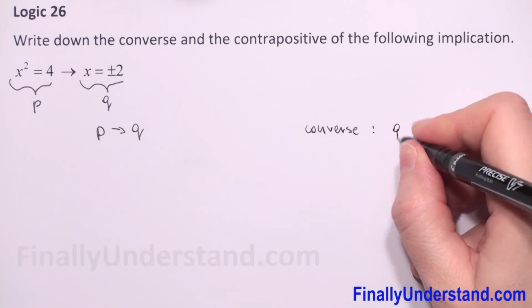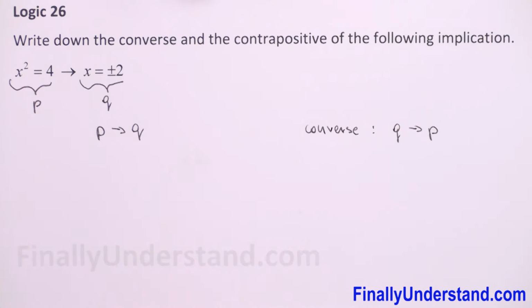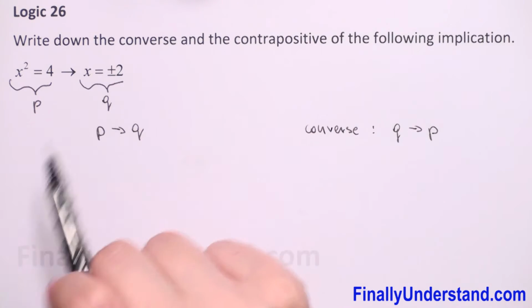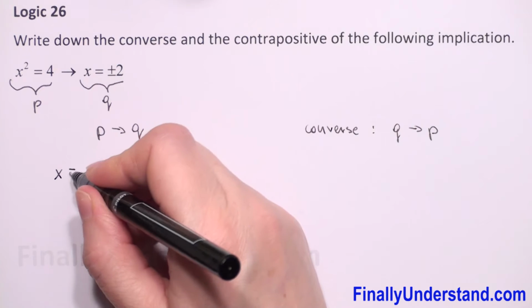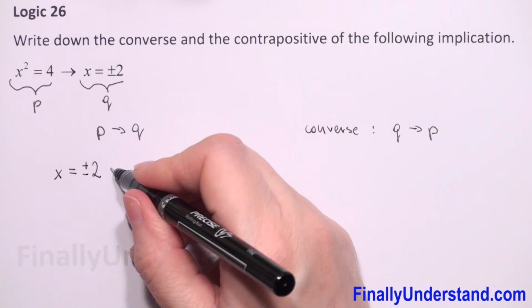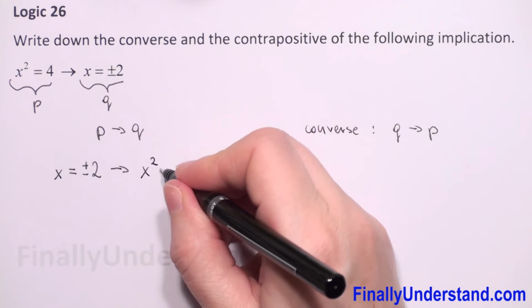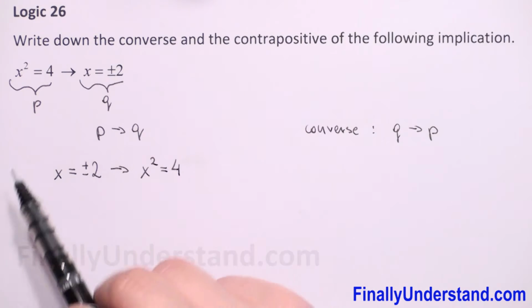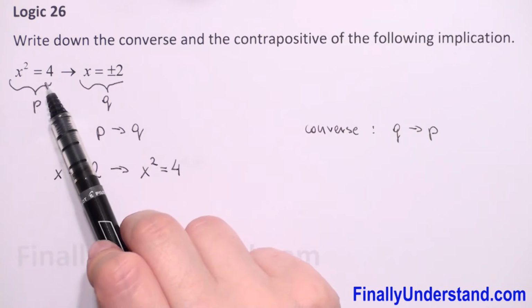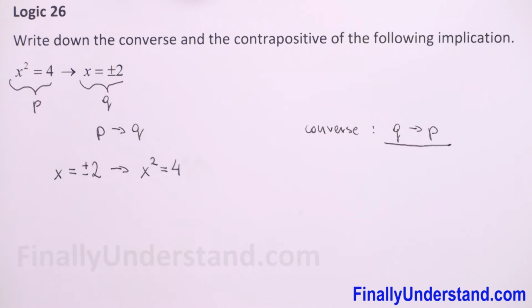q implies p. So we will have, first we have to put q, so this is x equals 2 or negative 2 implies x squared equals 4, because x squared equals 4 is our p. It's our formula. Now we have to write the contrapositive of the following implication.